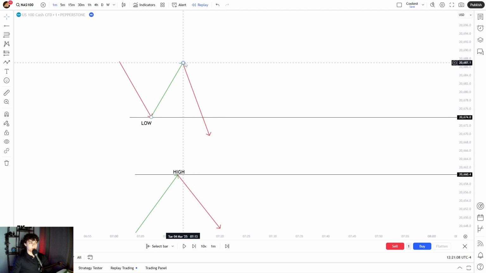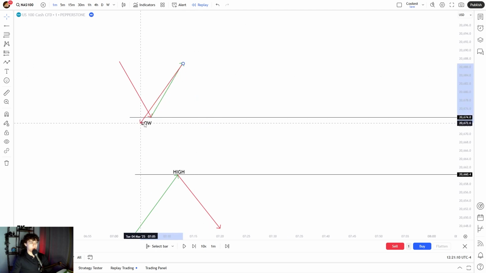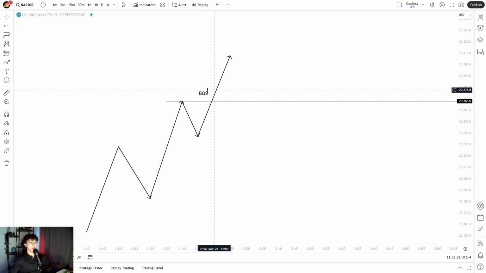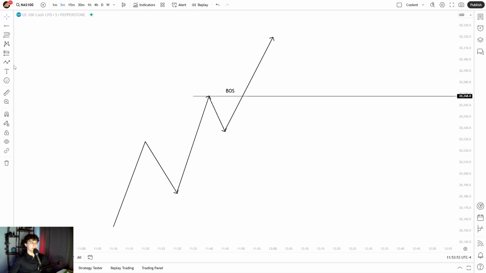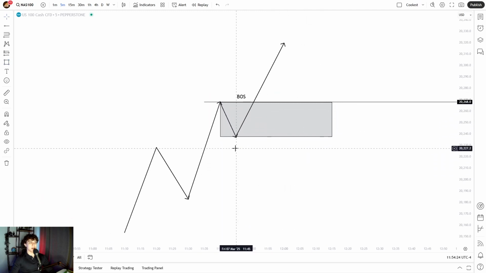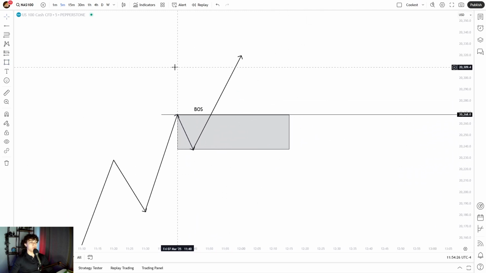This is a break of structure because this down candle closes below the most recent low, aka the lower low, right? A break of structure, BOS, to the downside, right? After that, immediately the bullish order block will be here. After the break of structure, the last down candle in the uptrend is the bullish order block.